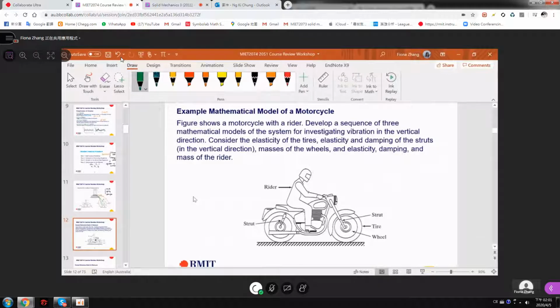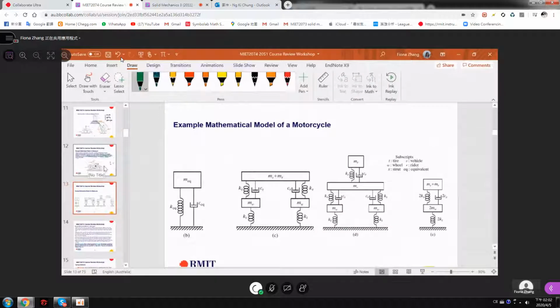Here you can see vibration in the vertical direction, so you just consider the vibration in the y direction. Consider the elasticity of the tires. When you read, you can see the tire has elasticity, damping, and the mass of the wheels. The rider has elasticity, damping, and mass. Okay, so how do you model this? It actually gives you four different types of modeling.